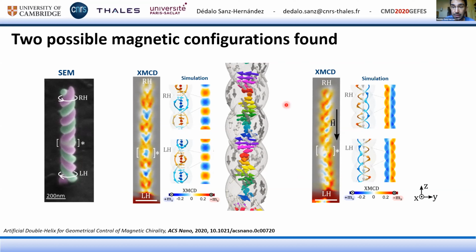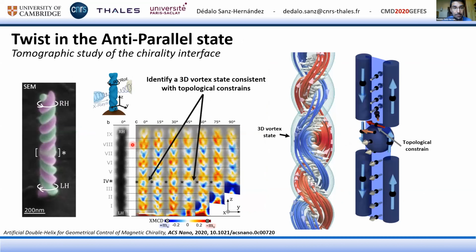So this is very interesting because it allows us to place, at very well-defined locations, magnetic structures of a given chirality. And in fact, what we can do is interface two structures of opposite chirality. And this is what we do here at the bottom. What happens when you do this is that you create a three-dimensional vortex state.